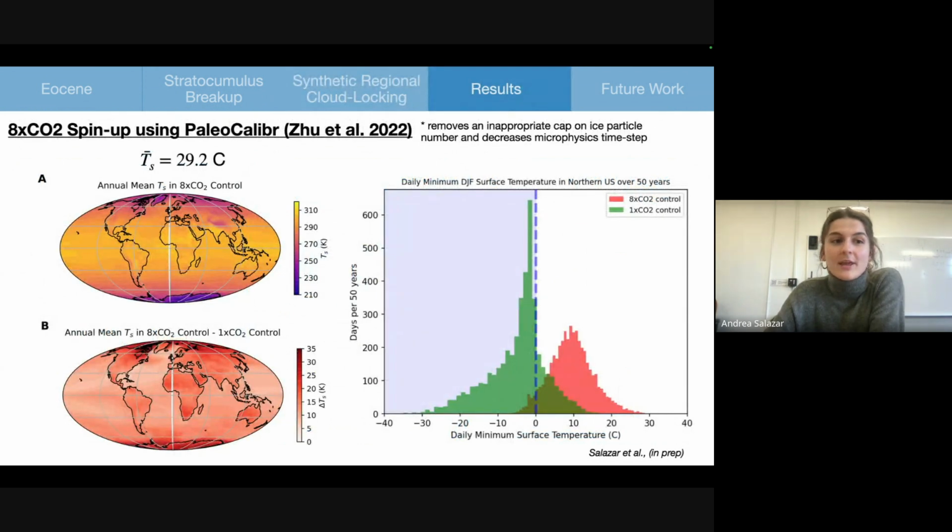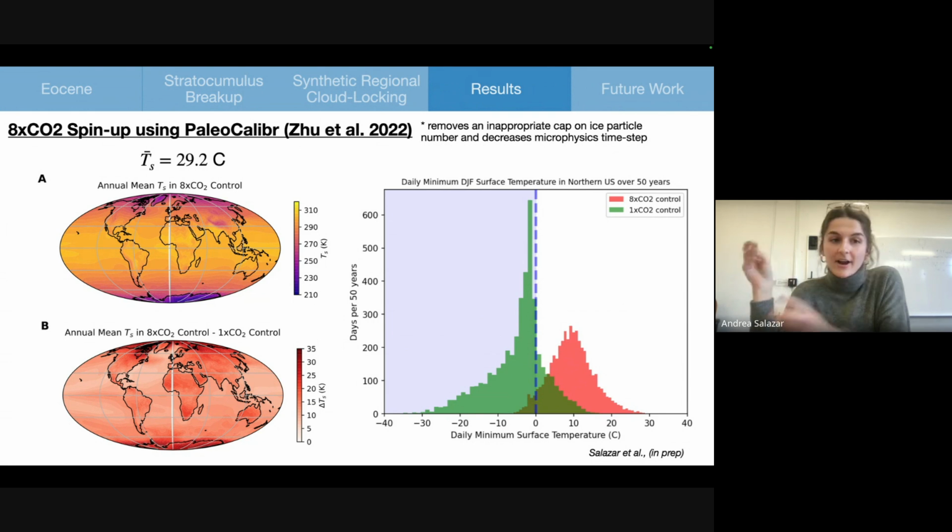Okay, so we are going to perform these cloud locking runs at 8x CO2, and we spun up the model using the paleo calibration that's defined in Zhu et al. 2022. Basically what this does is it removes an inappropriate cap on ice particle number, and it decreases the microphysics time step. And this calibration had a lot of success in recreating the LGM in CESM2. So we perform a fully coupled 2-degree run using the paleo calibration.